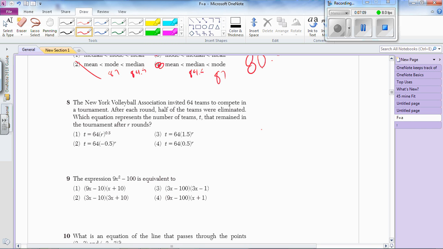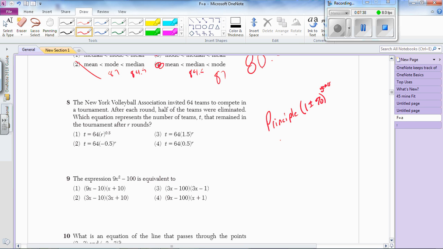The volleyball association has 64 teams to compete. After each round, half the teams were eliminated. Which equation represents the number of teams? So if you don't understand that, it's that same thing. It's the principle that's normally with investments: times 1 plus or minus the percent raised to the number of years. Well, it's the same kind of problem.